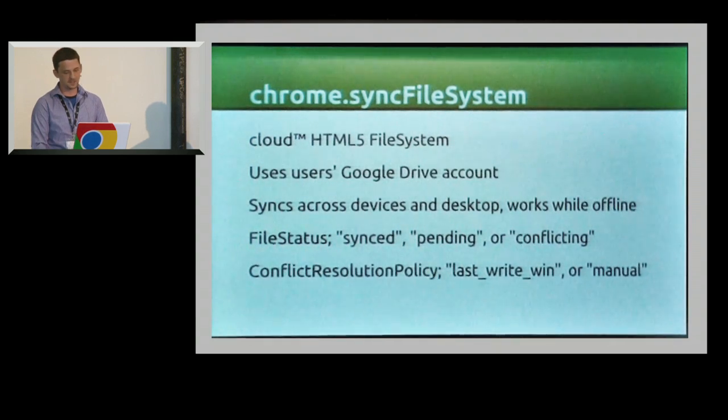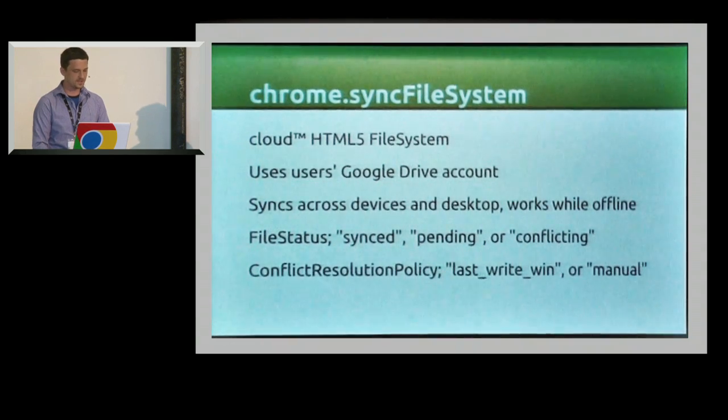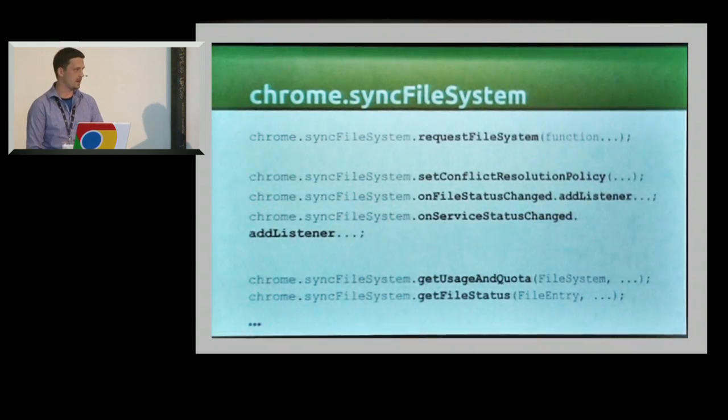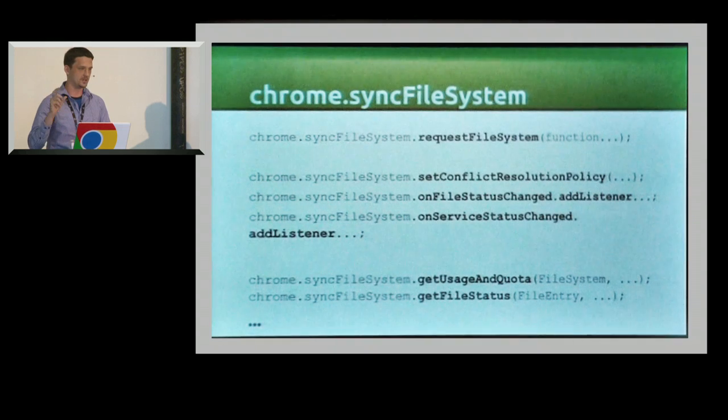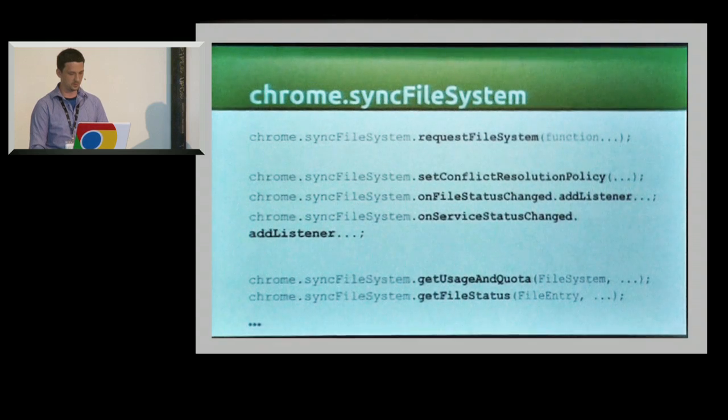So your file status could be synced, pending, or conflicting, and then you have to resolve conflicts. And you have different conflict resolution policies. So this one starts getting a little bit more complicated in how the API works. At the end of the day, you get a file system just like the temporary or persistent file system that HTML5 gives you. But you can also set globally your conflict resolution policy or get status change listeners that you can then resolve conflicts with. Or perhaps you just want to know that, hey, there's a new file created on a remote device, and you can update it accordingly. So it's pretty useful. And you can also query for specific files for getting their status or getting the status of all your files, especially if you're iterating over a directory.